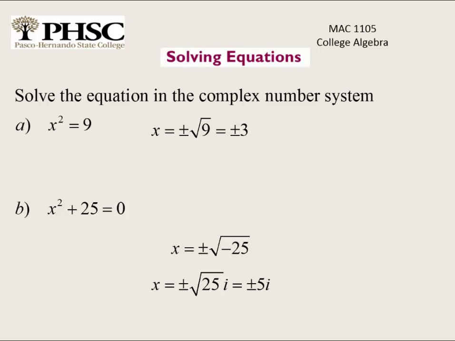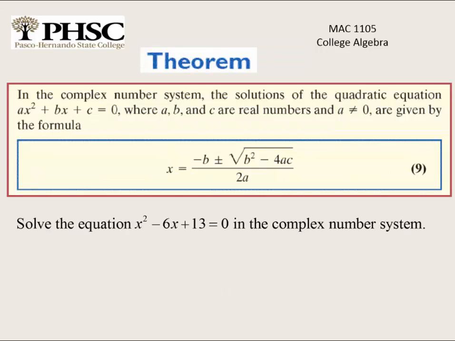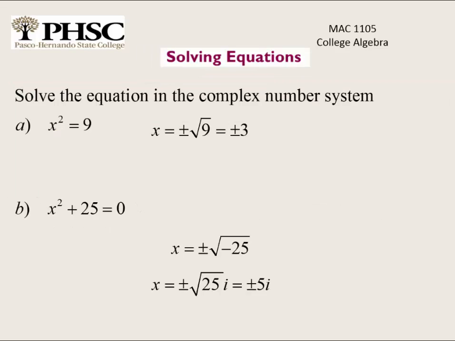Now the next one is x squared plus 25 equals 0. So we have x is equal to plus or minus the square root of negative 25, which becomes x is equal to plus or minus the square root of 25 times i, which is plus or minus 5i.